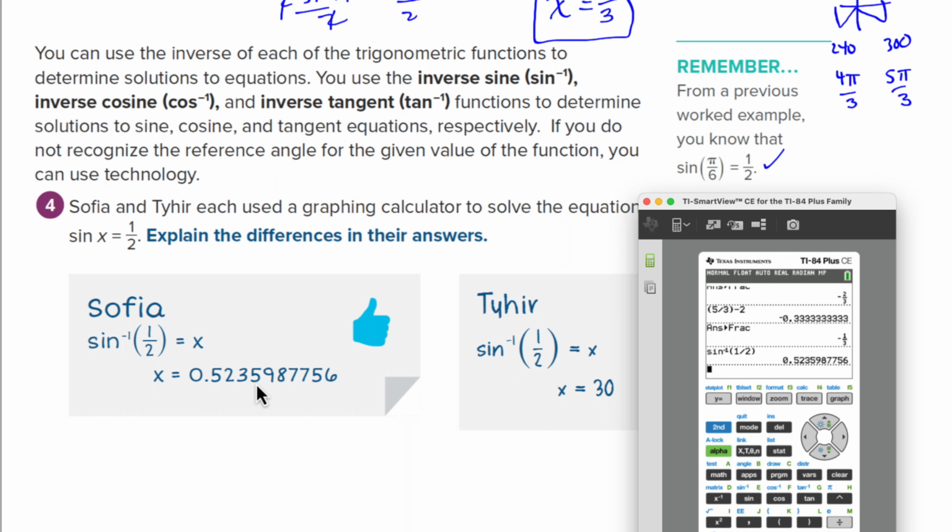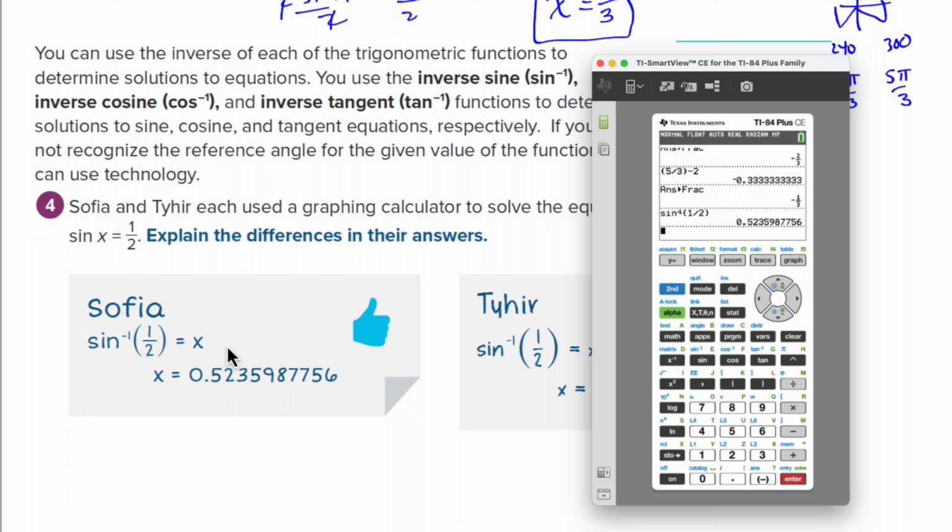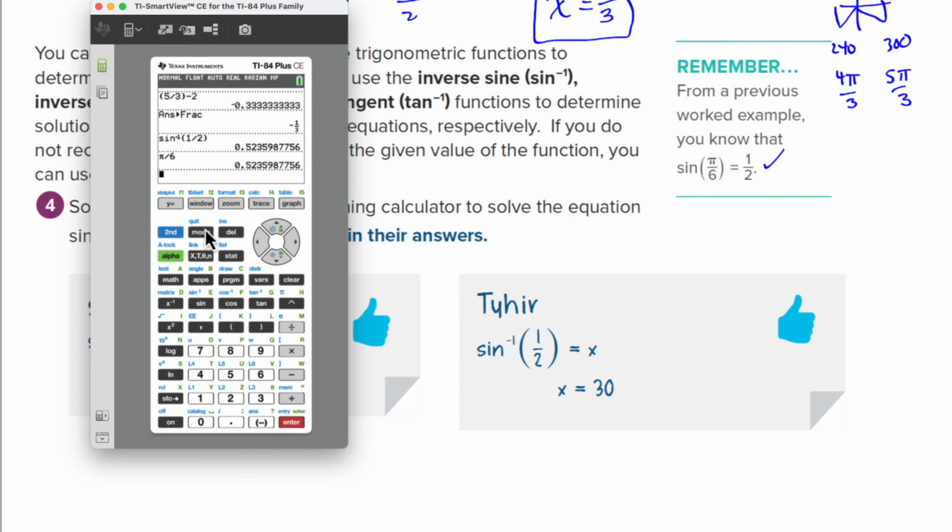So what's this number that Sophia got? Well, quite simply, what angle? Well, it's pi divided by 6. We know that, right? Pi over 6, hey, it's the same answer. So what does that mean? Sophia's working in radians, and Tahir is working in degrees. So let's change the mode of our calculator from radians over to degrees. If we change it to degrees, and I'm going to just scroll up and grab that inverse sine again, then we get 30 degrees like Tahir got. So they're just working in radians and degrees. But we're going to use that to solve equations.